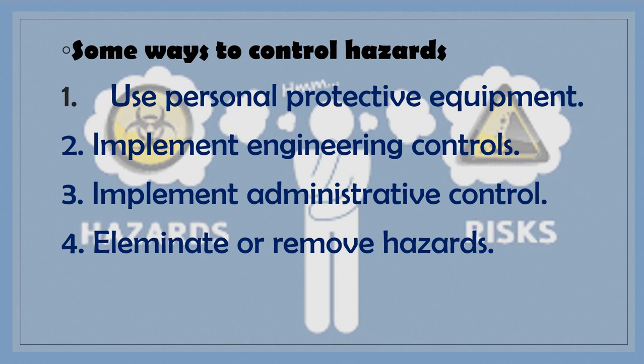Okay, implement engineering control. So number 2, implement engineering control. That includes modifications and process and enclosure or isolation of emission source and ventilation. Okay, implement administrative control. So this involve work schedules, policies, and practices, including education and training, good housekeeping, and emergency preparedness. Number 4, or the last one, is eliminate or remove hazards.